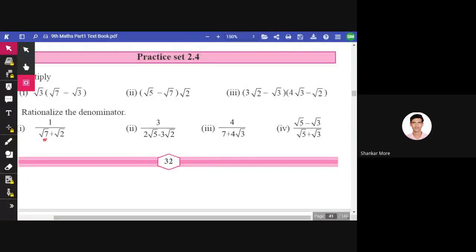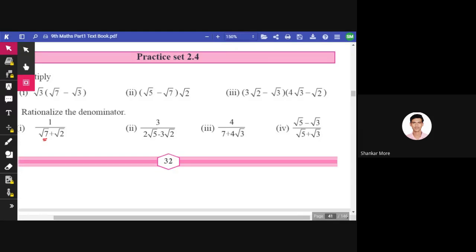Somebody said, sir, please take the second one also. So we'll take second one also. Okay. So rationalizing factor for second one. Rationalizing factor for second one. It will be 2 root of 5 plus 3 root 2.